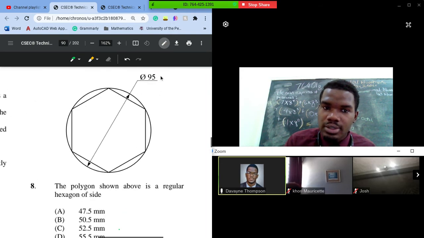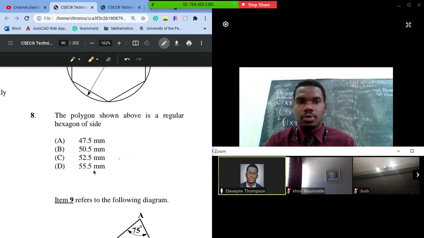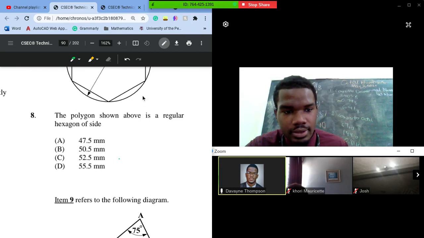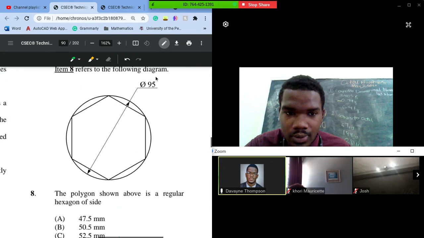Alright. So the rule is therefore that when you're trying to find the length of one side, you're going to add 1 to 95, which is 96, and then divide it by square root of 3. So 96 divided by the square root of 3 would give you 55.5. Alright? So, to find the length of one side, you add 1 to the value, and then divide it by square root 3.